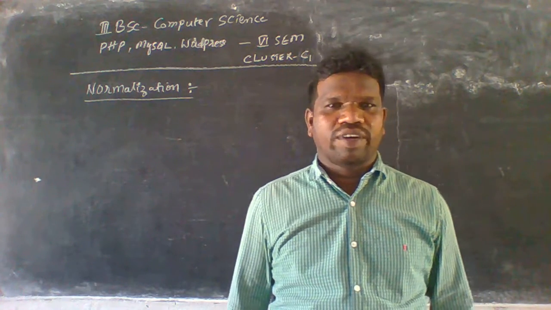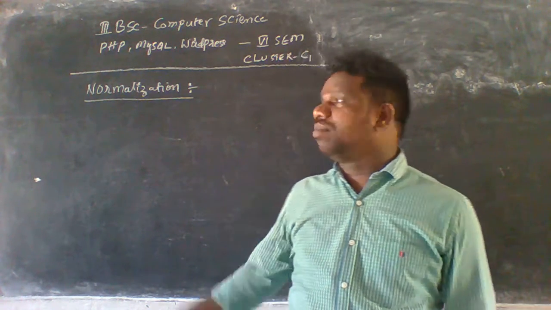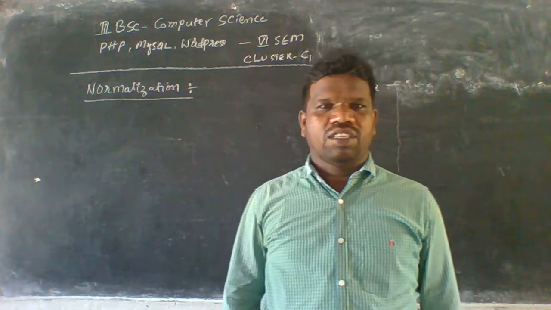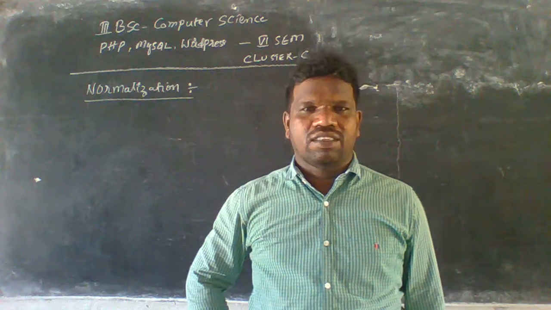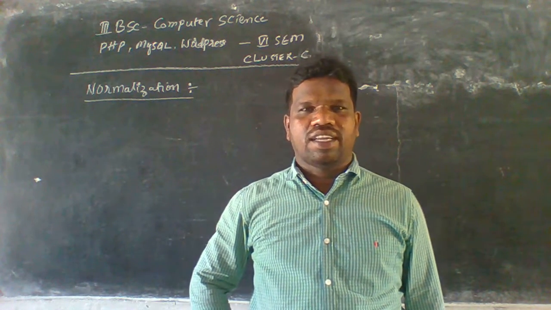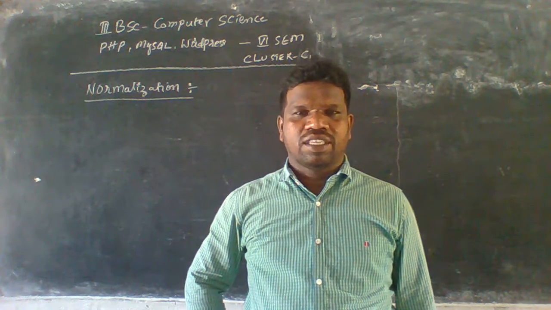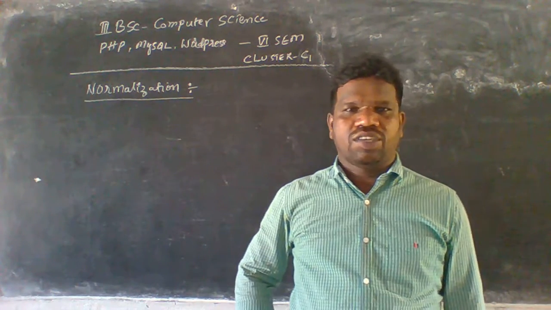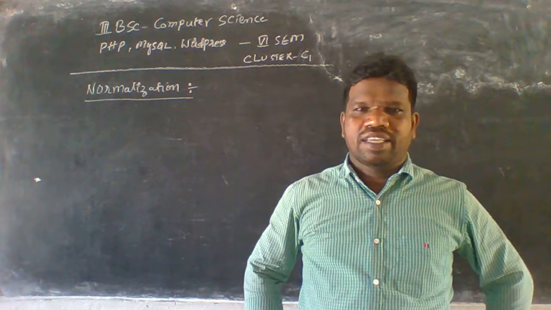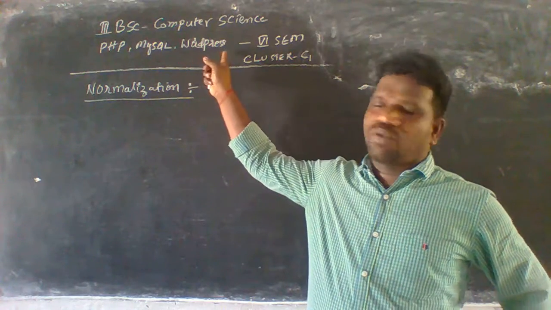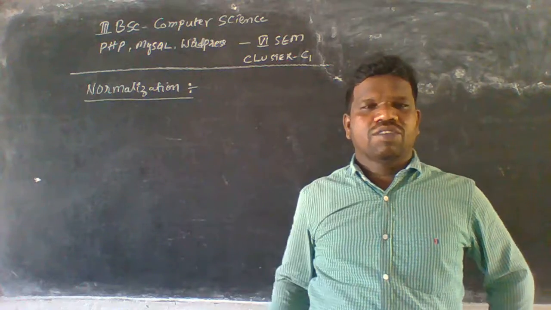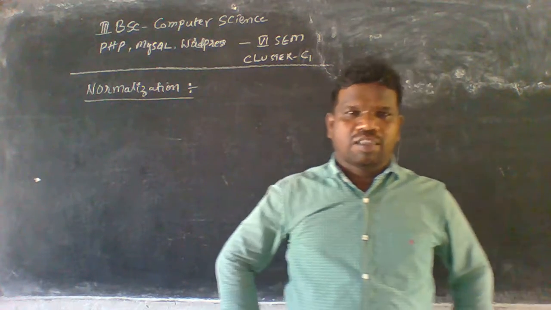Today I am going to talk about the PHP MySQL WordPress paper. This paper belongs to the third BSc Computer Science, and in the sixth semester we have a cluster. The cluster paper is C1. The cluster name is PHP MySQL WordPress, and it is the cluster C1 paper, which comes in the sixth semester.